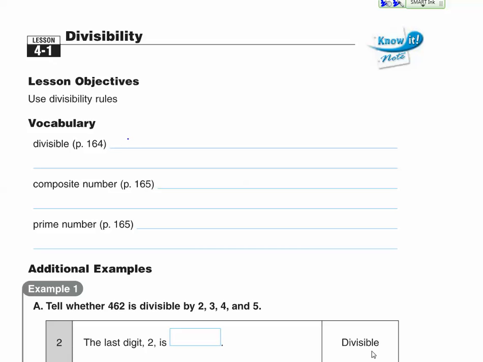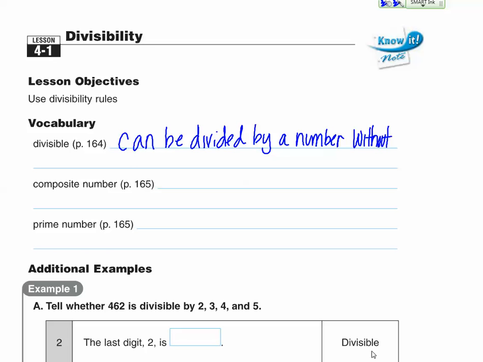And it means that a number can be divided by a number without, there's your key word, without leaving a remainder. So in other words, if I were to do a long division problem, my divisor would go evenly into my dividend without any remainder.